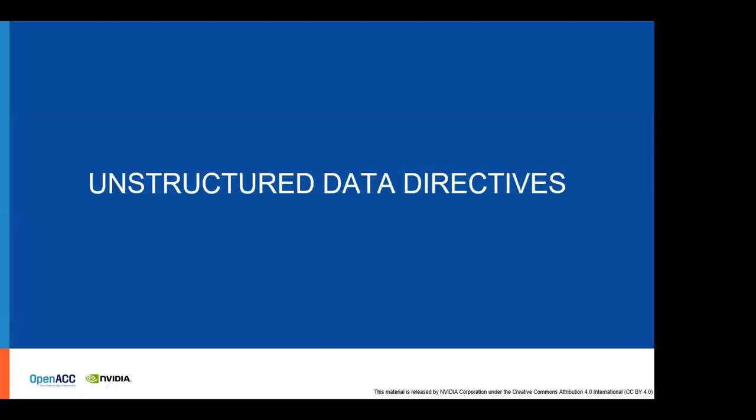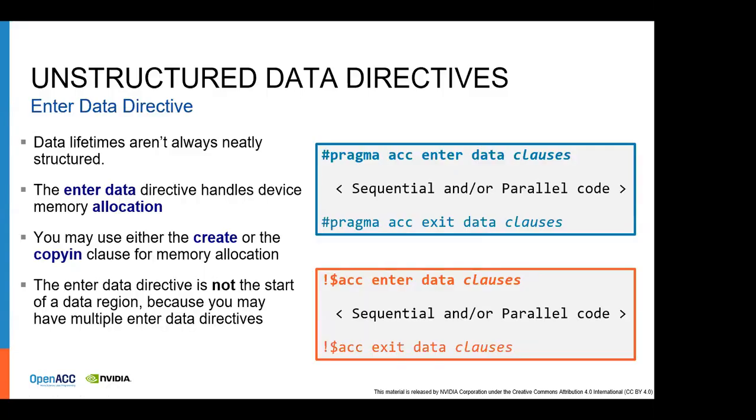So we have seen what we call structured data directives, and we also have unstructured data directives, because codes are more complex. You have seen that we are working with only one file. But the point is, when your application is larger, your data region could span over multiple files. And so now this is what we call unstructured data directives, where we are defining an entry point and an exit point.